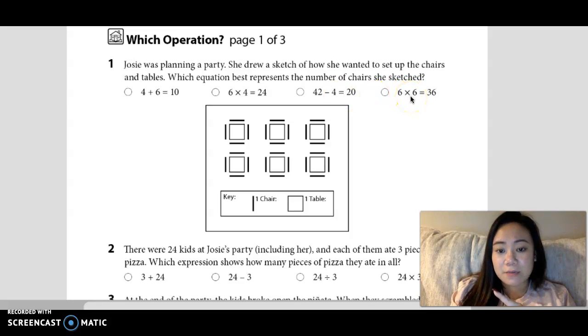6 times 6 equals 36. Okay, let's see. There are 6 tables. Does each table have 6 chairs? Which one best represents that? Circle 1.